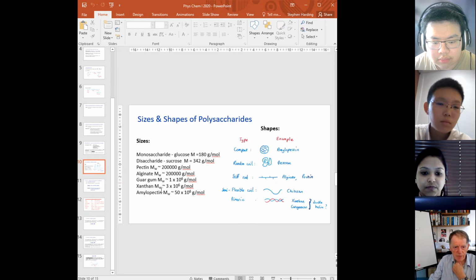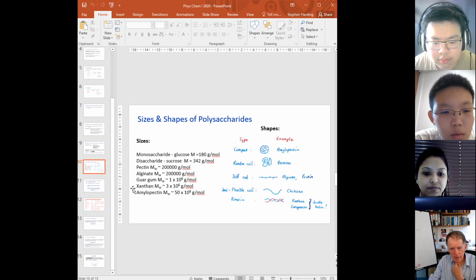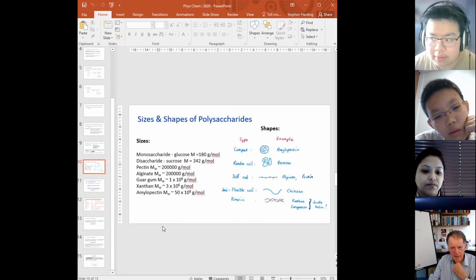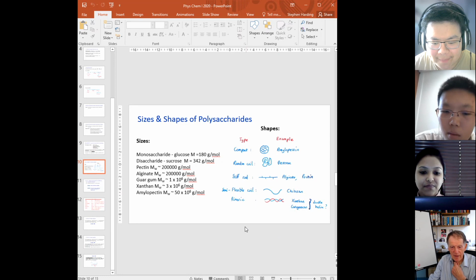Then you get some very large ones, guar, a million. The microbial polysaccharide xanthan, 3 million. And then amylopectin, where do you find amylopectin, folks? I don't actually know what it means. Well, you should know if you're working with Gleb. Okay, it's an important molecule in starch.